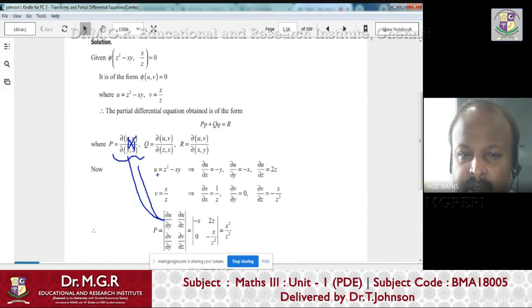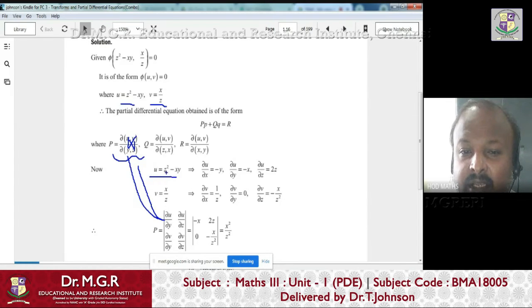But how to find this? Very simple, because you already defined what is u, what is v. You simply find dou u by dou x, dou u by dou y, and dou v by dou x and dou v by dou y. So it's very simple. So u is z square minus x square. So if you find dou u by dou x, right? Dou u by dou x means differentiating u with respect to x alone, with respect to x alone.